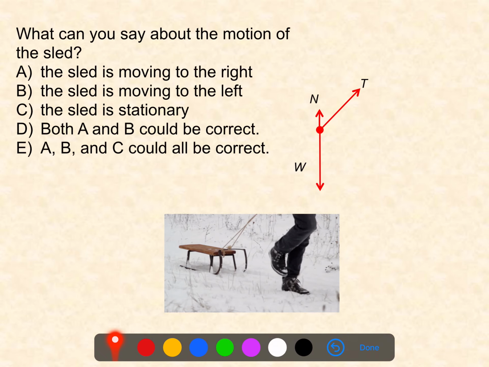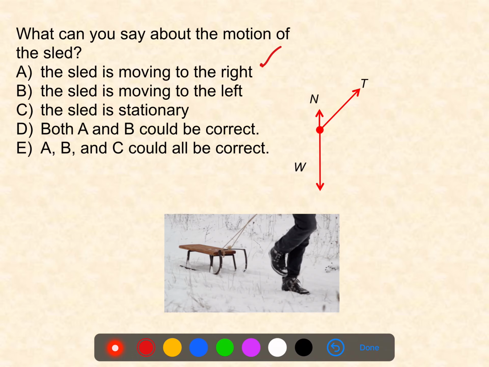Okay, now a slightly trickier question is, what can we say about the motion of this sled? Take a second to think about it. When you've thought about it for a little while, the first thing you might think is that the sled is clearly moving to the right. Well, that's certainly one possibility.